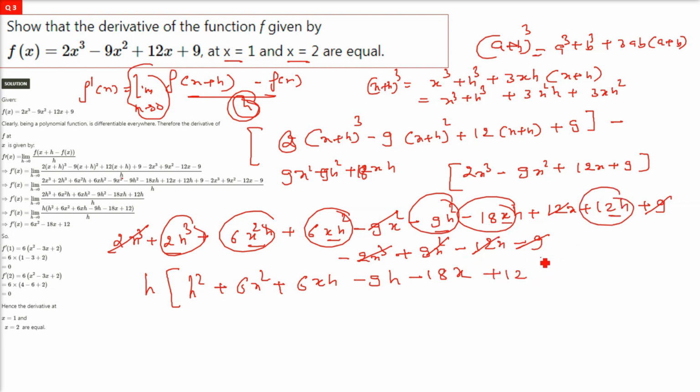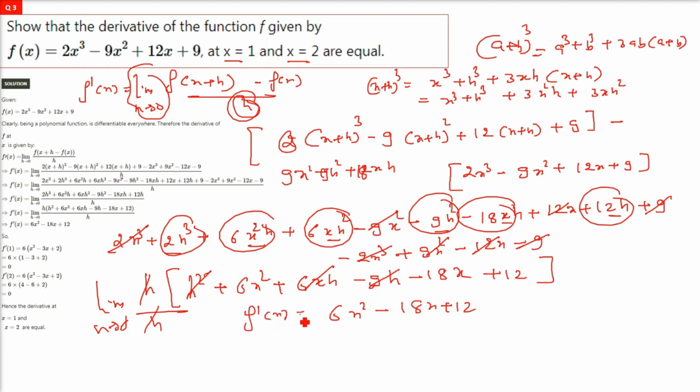Okay, so all are done. Now let us write this denominator h and limit h tends to 0. This gets cancelled. Remove all the terms having h. This one also. So what do we get? 6x square minus 18x plus 12. So this is your differentiation. This is your first principle. f dash x it is.